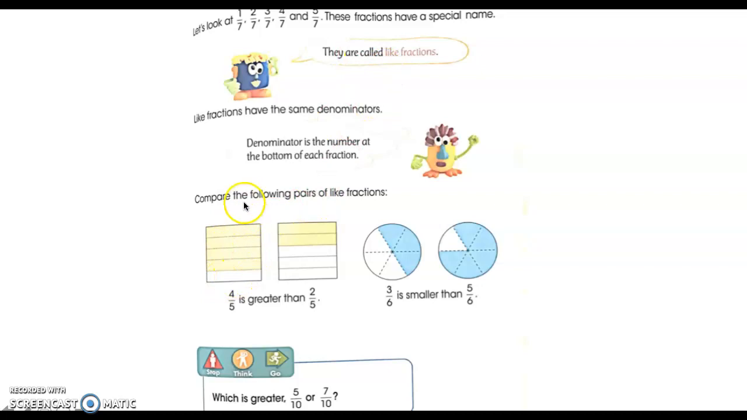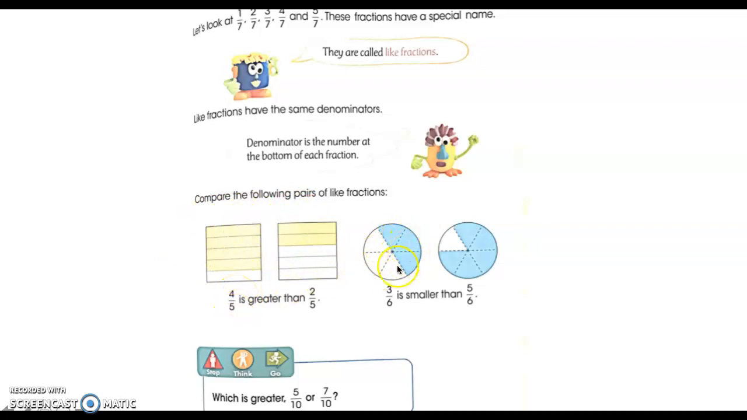For example, this stripe is divided into 5 parts. This also is divided into 5. So the whole is the same, 5, 5. But this one has 4 parts colored, and this one has 2 parts colored out of the whole. So which one is greater? Of course 4/5 is greater.